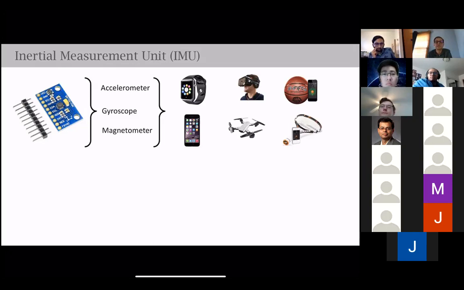Another application could be drones, right? When they fly. Okay, let me ask you this. Drones have motion sensors in them. Why?